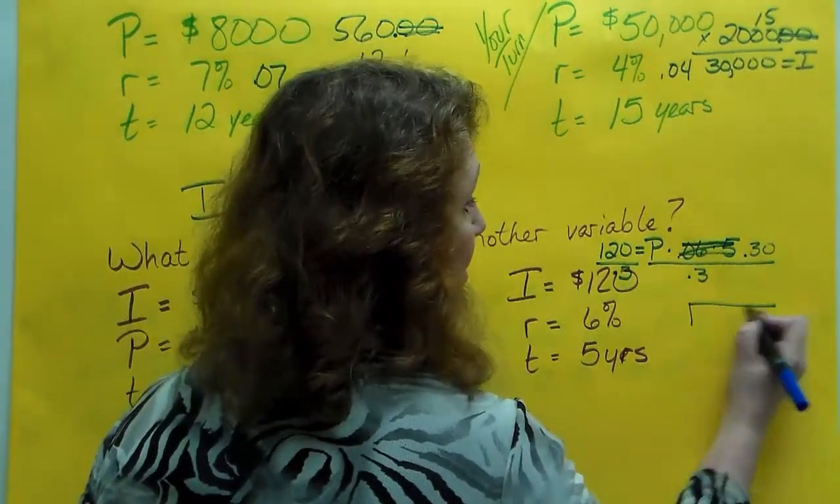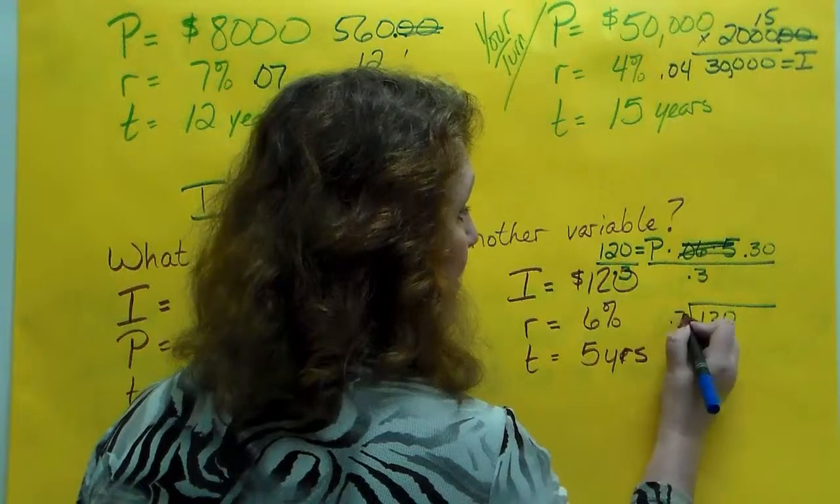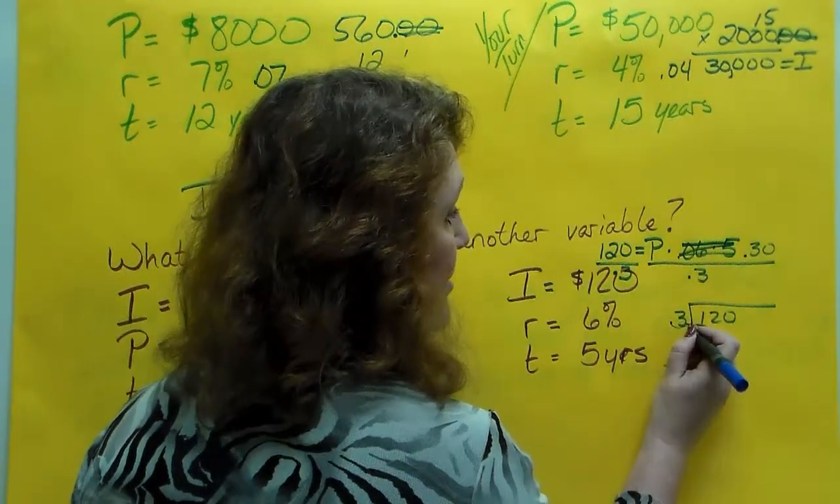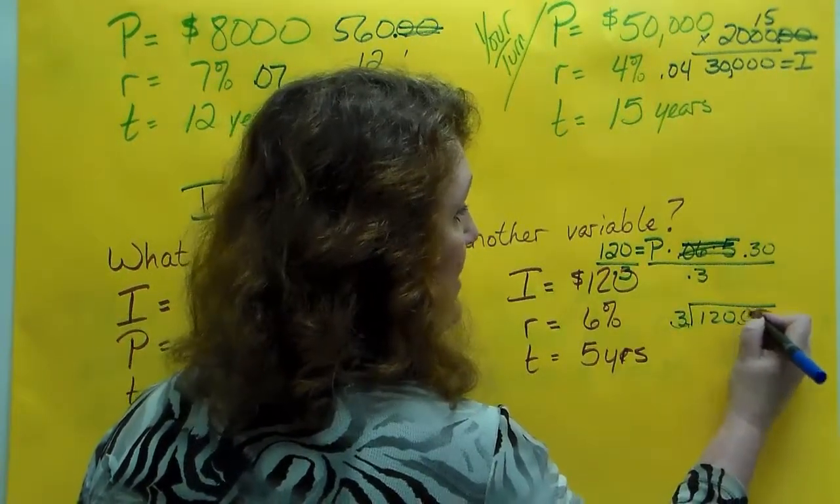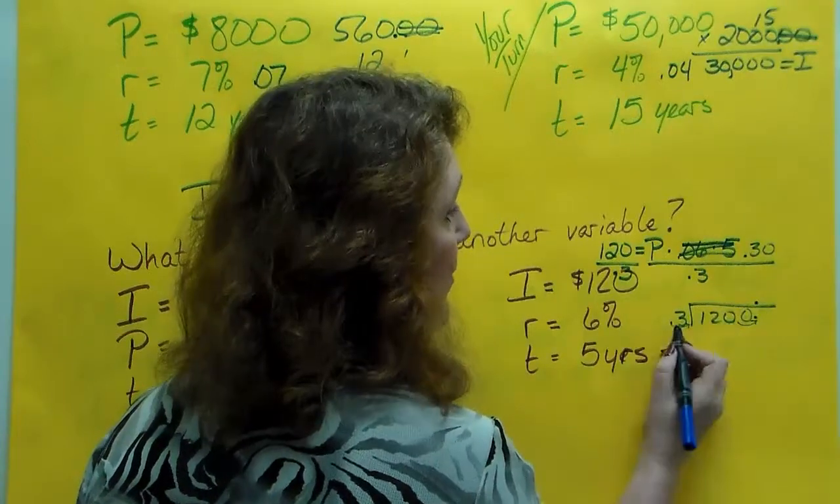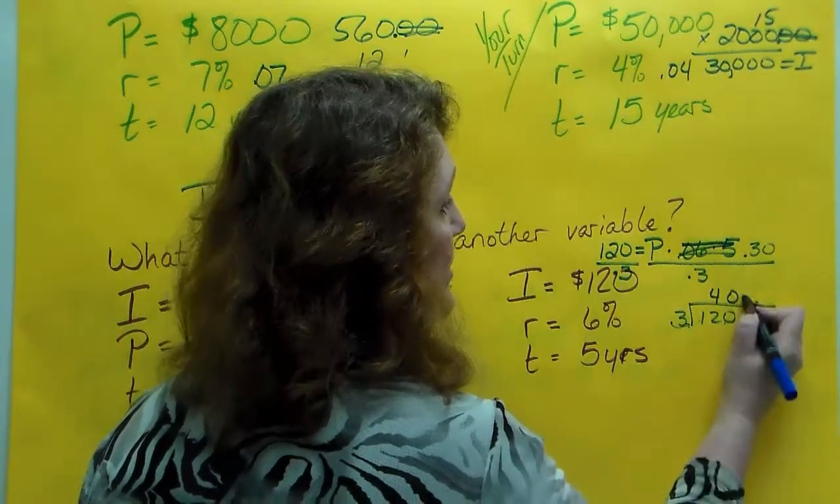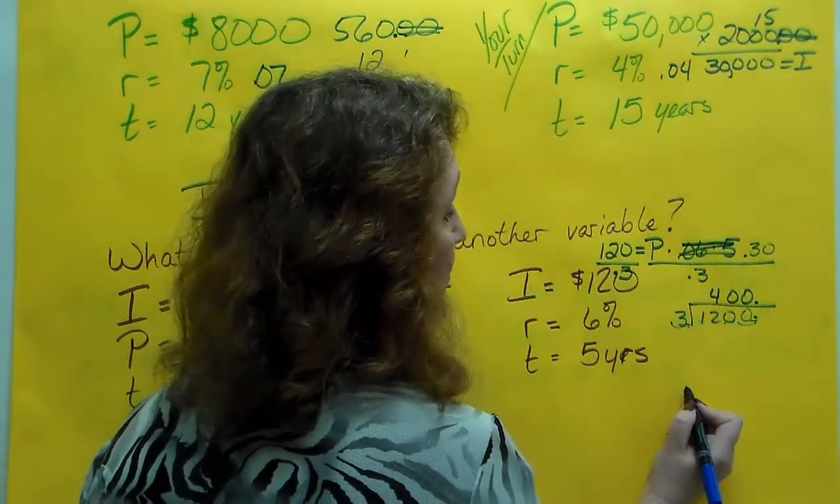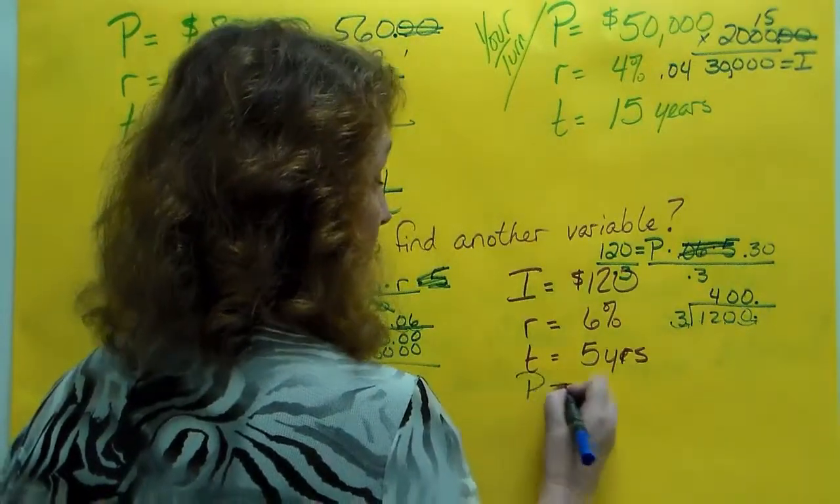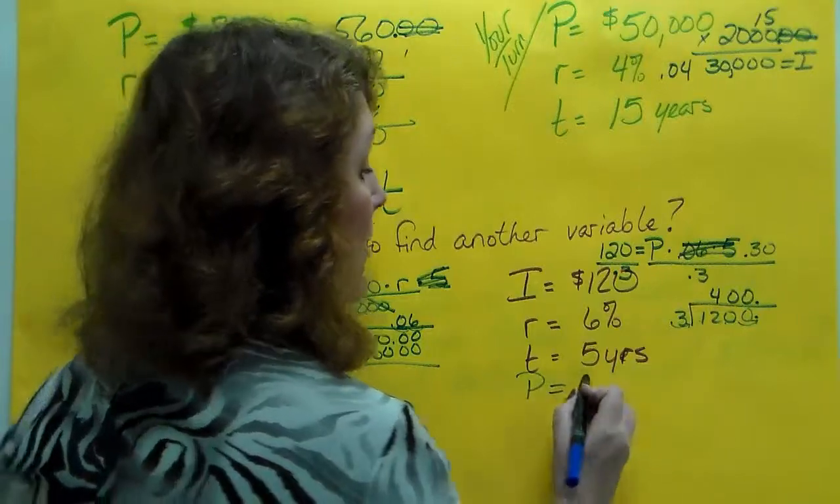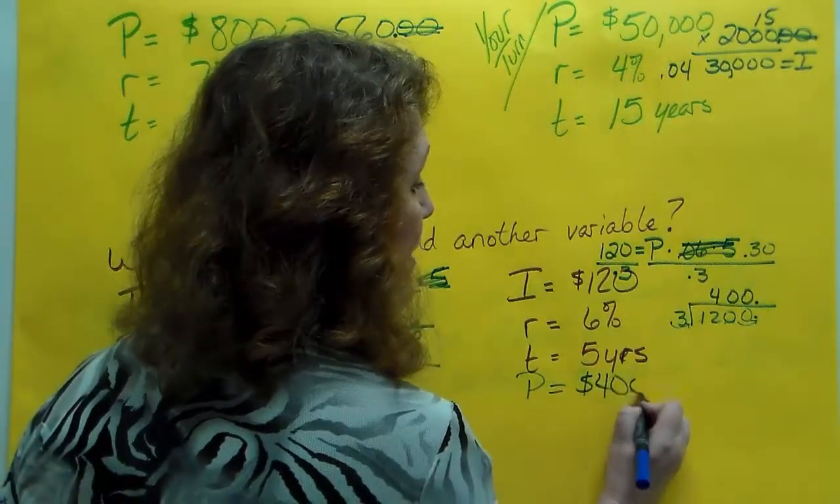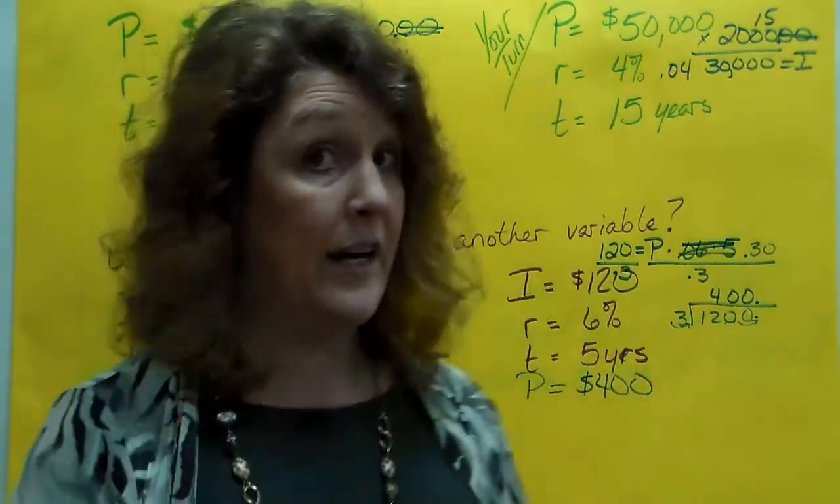And now I want to see how many times 0.3 goes into 120. I can't do that. So there. 3 goes into 12 4 times. 3 goes into 0. 3 goes into 0. So my principal, the amount I originally borrowed, was $400. Got it?